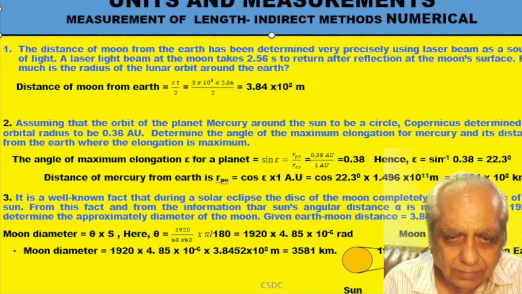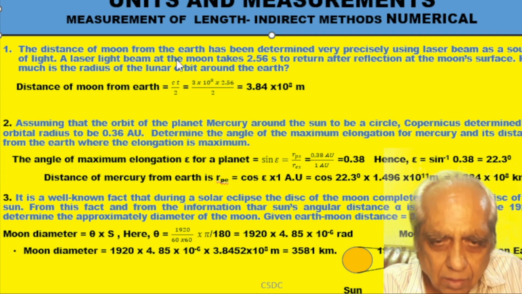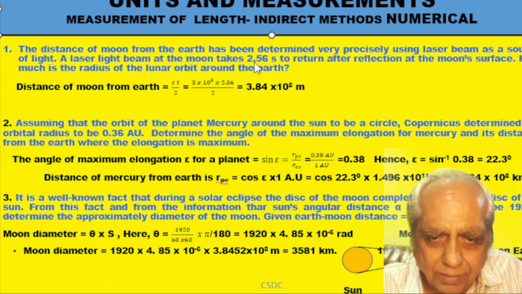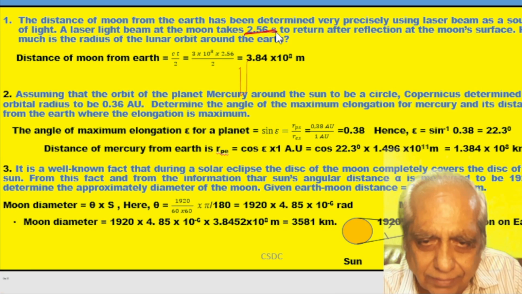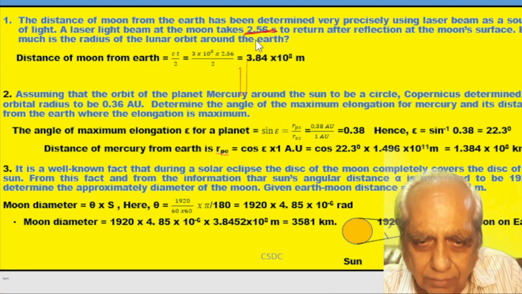It says the distance of the moon from the earth is determined by the laser method. Okay, you know about that. A laser light beam at the moon takes 2.5 seconds. So we have been given time. 2.5 seconds is the time taken for the light to get reflected. So T is given, and we are using laser.